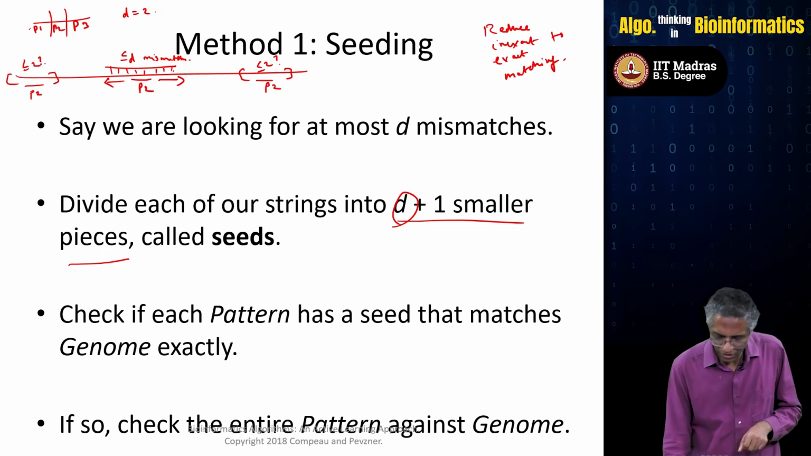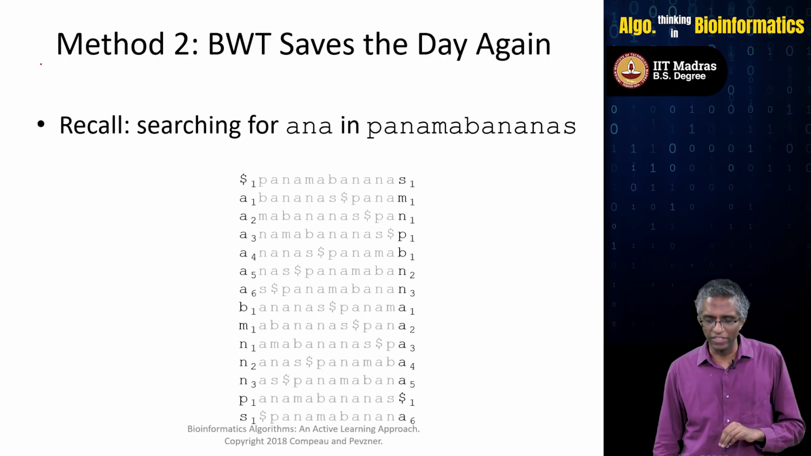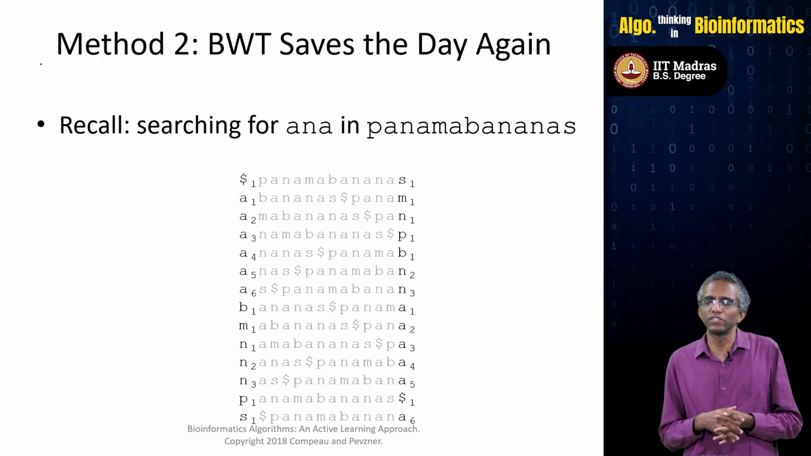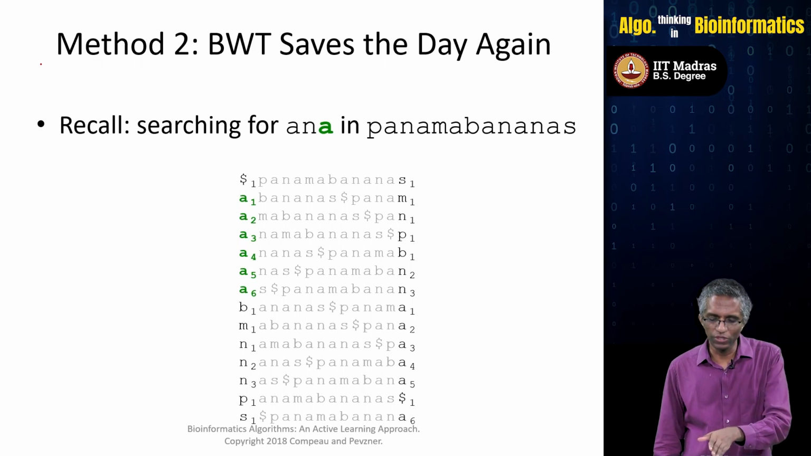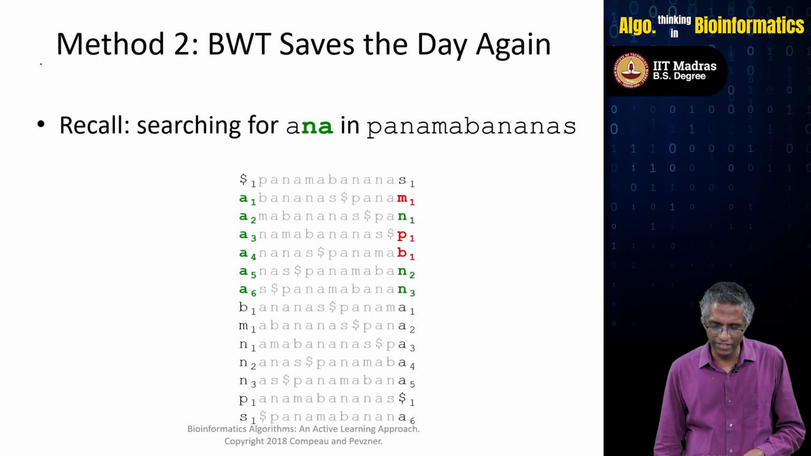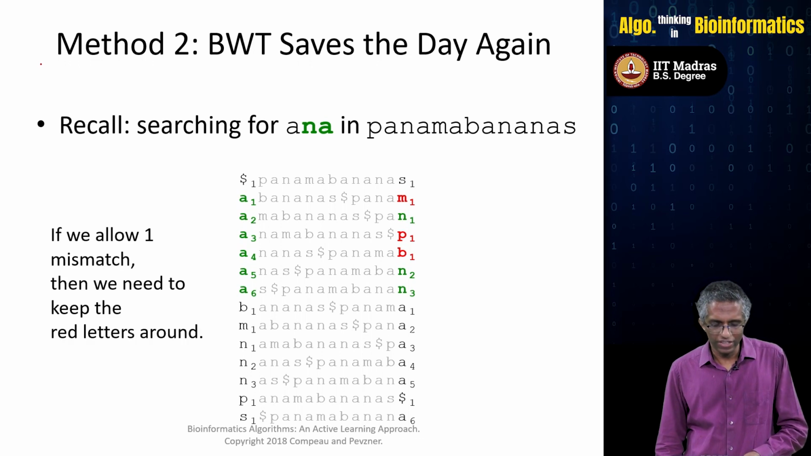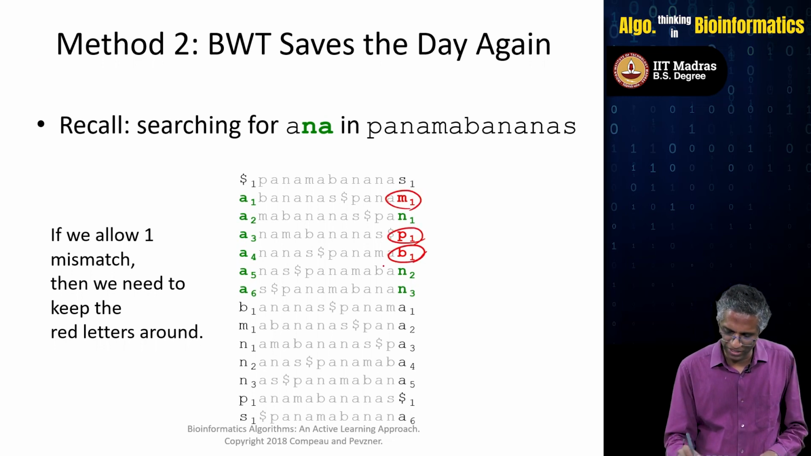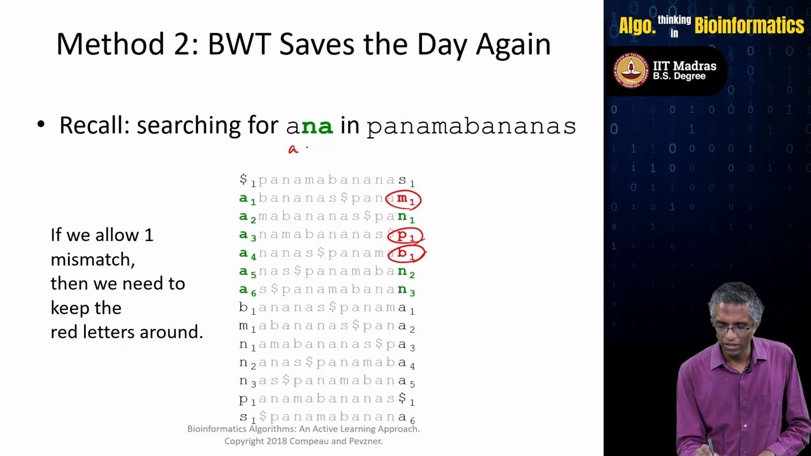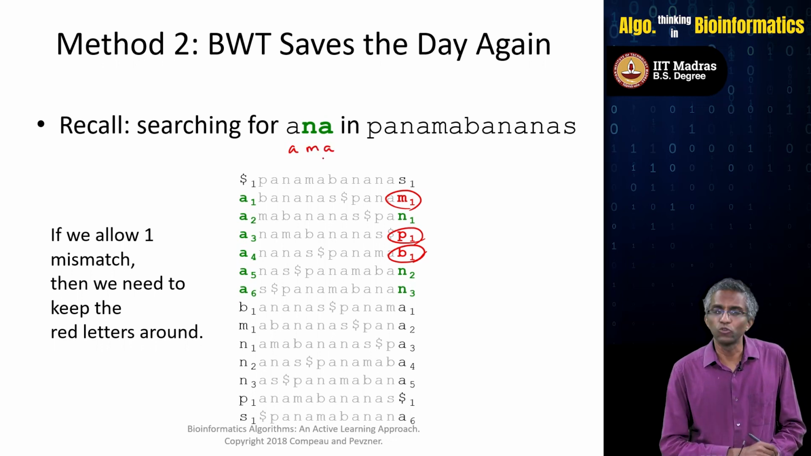If you're using method 2, which is directly using BWT, you can also search for ANA with at most one mismatch, but it will lose some of the nice properties of everything staying together. So we'll show it here. We are looking for a match of this ANA. If it's an exact match, then we can forget about M, P, and B. But if we allow one mismatch, then we also have to keep track of this M, P, and B, because maybe A could be occurring in the genome, like that shown here, AMA.